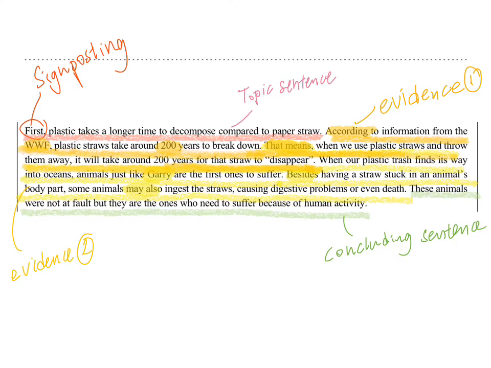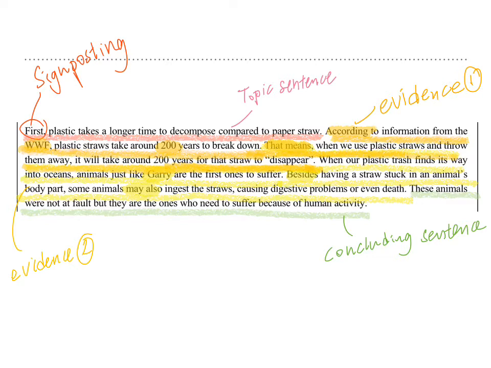Similar to what we have learned in writing a letter of advice, there are certain sections in one main paragraph, like a hamburger. In this first paragraph, we can already see the signposting first, and then the topic sentence: plastic takes a longer time to decompose compared to paper straws.